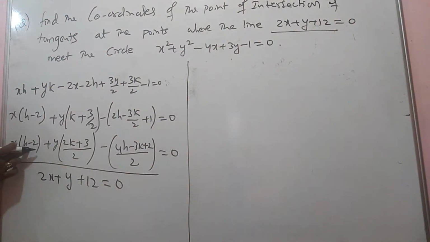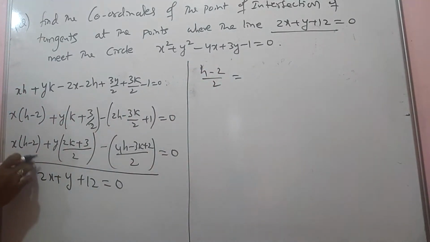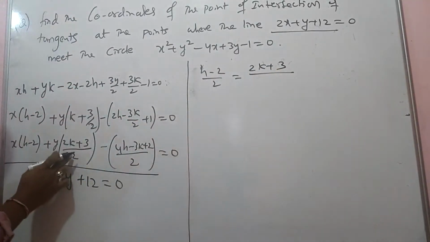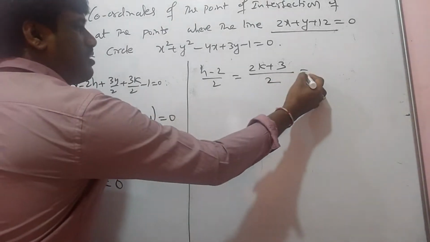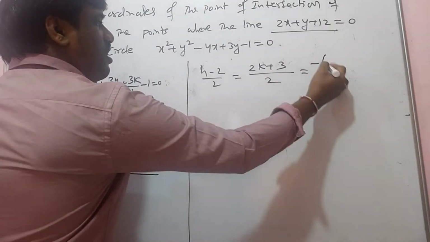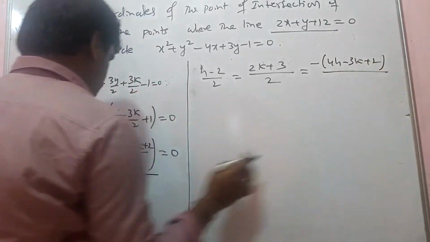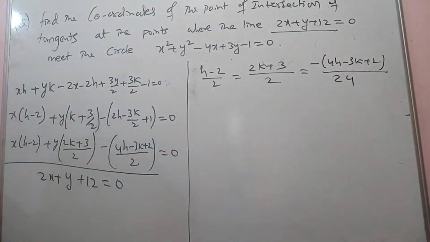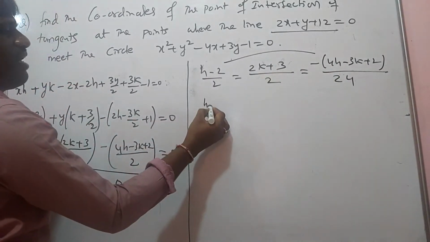So if you compare this, h minus 2 upon 2 is equal to 2k plus 3 divided by 2, and this 2 is down, 1 is down. So 2 into 1. And this is equal to minus of 4h minus 3k plus 2 divided by, this 2 is there, here 12 is there. 12 twos are 24. This is why we got it. We got the same thing only. We didn't get anything wrong in this. And then you have to compare them. You have to equate them. You have to find the value of h.